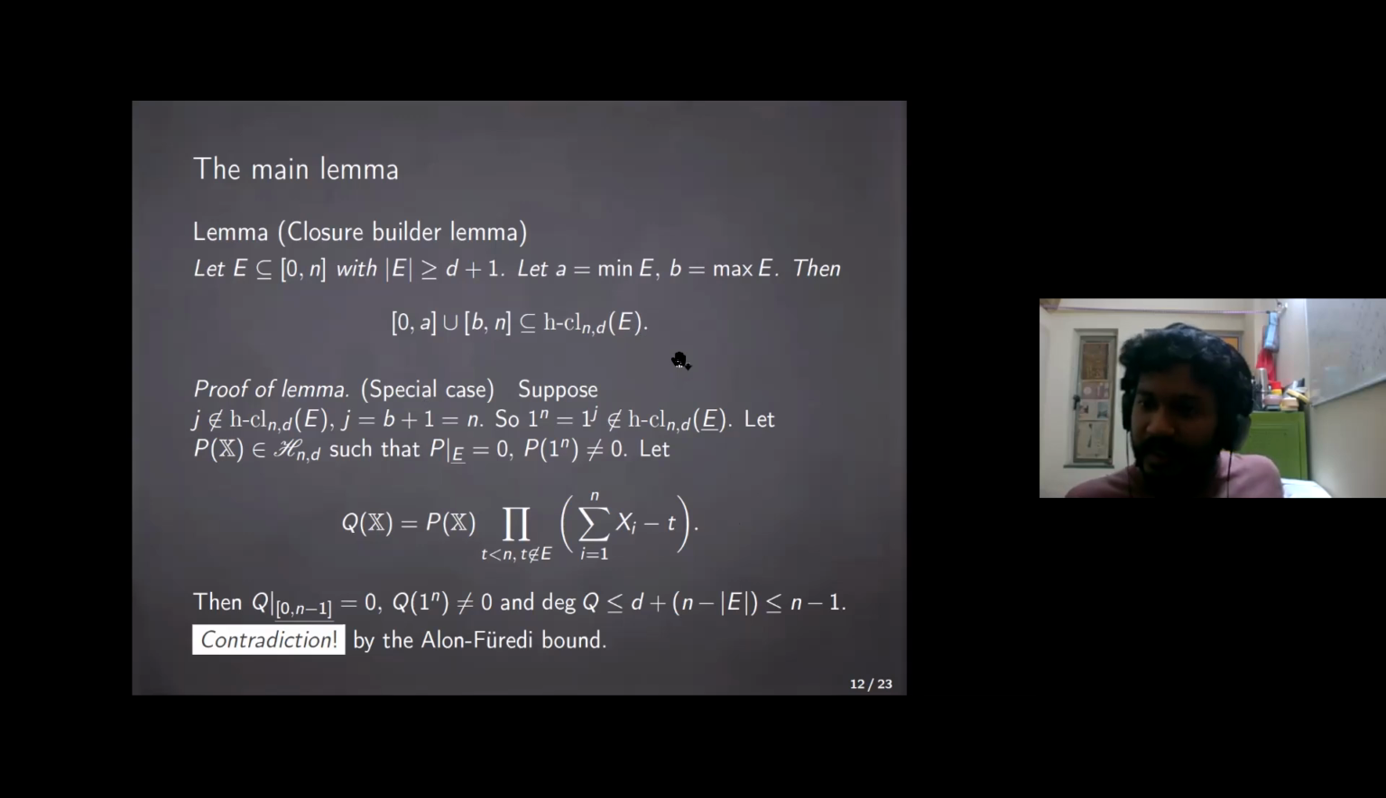Is so much clear? Anything that's not clear in the proof? Okay, so let's go ahead.